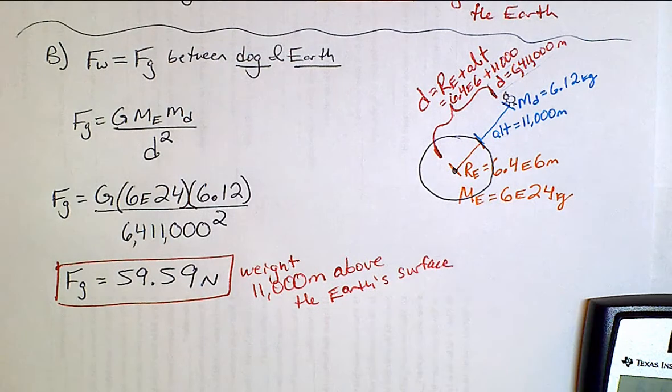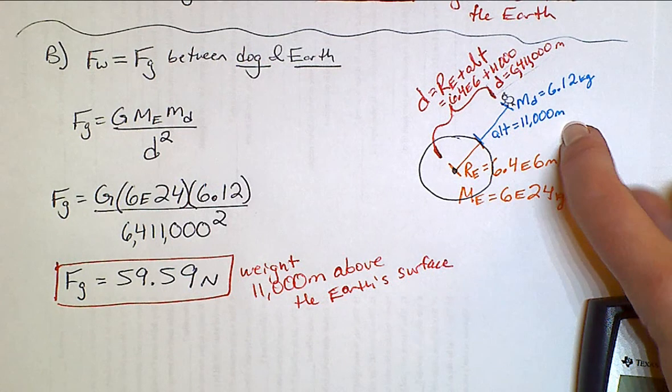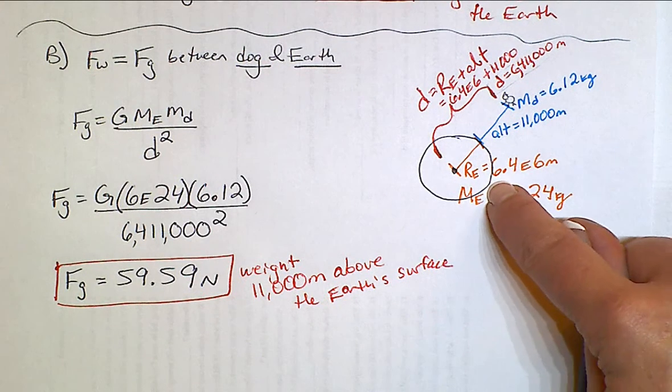And it makes sense, it should be less because the further away you go from the Earth, the weaker gravity becomes, so your weight becomes less and less. And the reason it's only off by a little bit is because 11,000 meters isn't that much of a change when you're talking about compared to 6.4 million meters. So that's why it's only a little bit different.